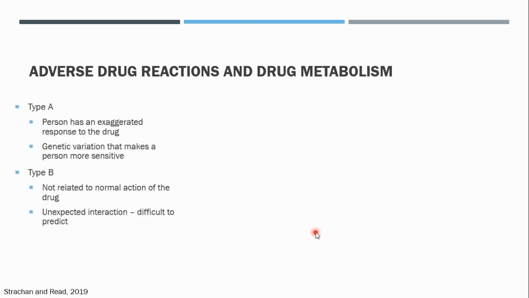Now let's look at the types of adverse drug reactions that exist. There are 2 types of drug reactions. Type A drug reactions are when a person has an exaggerated response to the drug. So a patient is overly sensitive to the drug due to some form of genetic variation that they present with. Whereas type B adverse drug reactions are not related to the normal action of the drug, and they result in an unexpected reaction which is difficult to predict.